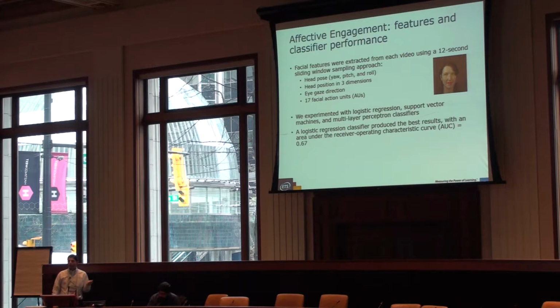The features that we use include head pose, head orientation, eye gaze, and a number of different facial action units on 12-second scanning windows. We experimented with a number of different models, including logistic regression, SVMs, and multi-layer perceptron classifiers, and found that logistic regression did the best, giving us an area under the curve for the ROC curve of about 0.67. So we're talking about 64% accuracy here. Not great, but certainly giving us meaningful data.